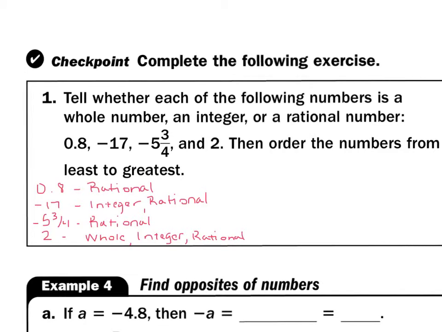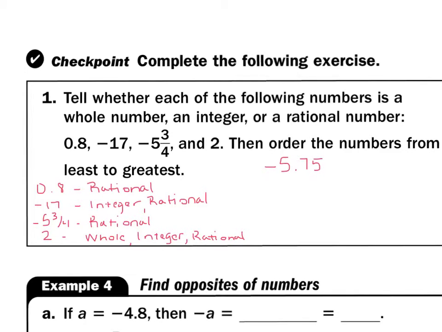To order numbers like this, the best thing that you can do is to probably put them in the form of a decimal. The only one in this list that's not in decimal form is -5 3/4. To make it a decimal, you take that -5, you don't have to do anything with that. But you take the fraction 3/4, and in your calculator you do 3 divided by 4, and you get 0.75. So it's -5.75.